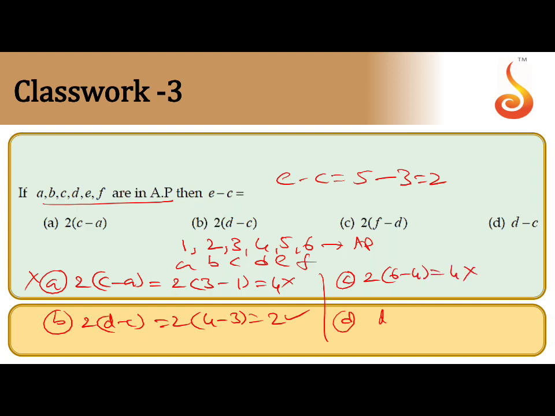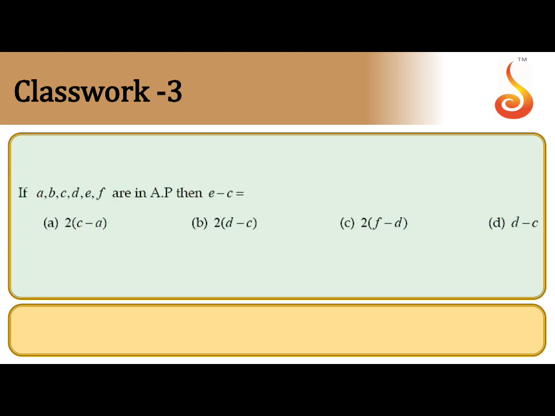And the option d minus c is given. So d minus c means d is 4, 4 minus 3, that gives 1. So this is also wrong. Only option B is matching. That is the only answer you can take. Sometimes when you are solving questions, the substitution method is also useful for us. You should learn this method also. So the answer is B, correct.